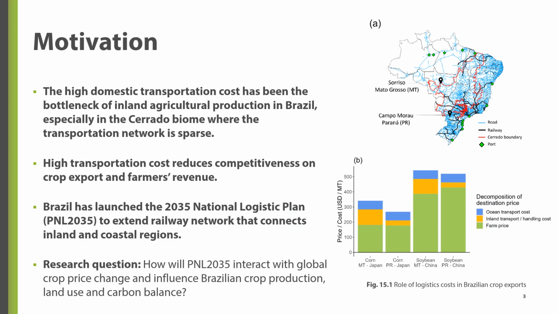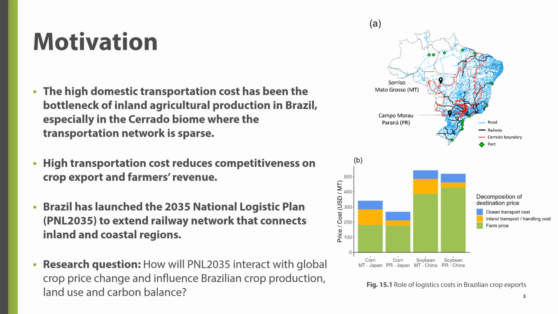In Brazil, the inland Cerrado biome has experienced rapid growth in crop production since the 1990s, but this region faces much higher inland transportation costs than the more developed Southeast and South regions. The high transportation cost is caused by less developed infrastructure, in particular the railway network. This negatively affects the competitiveness of crop exports and the profitability of farming.